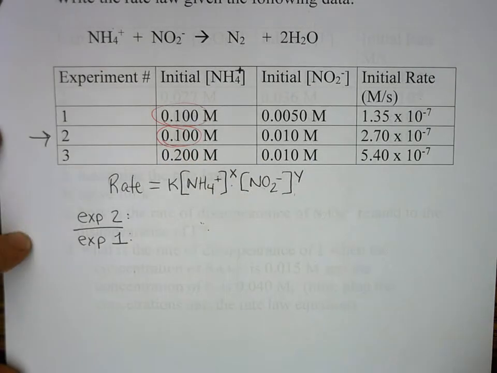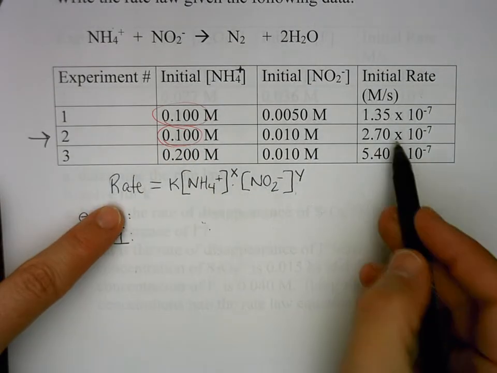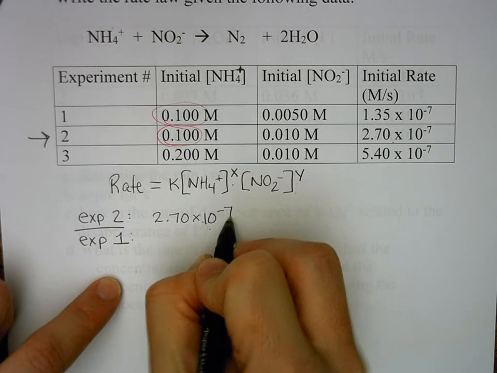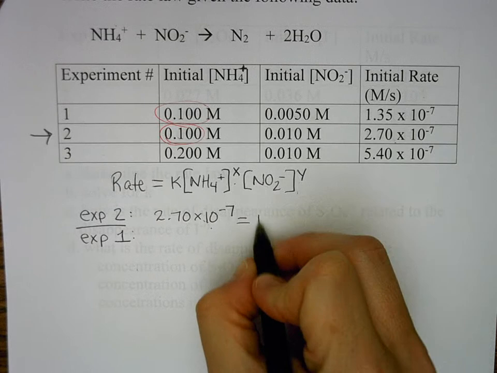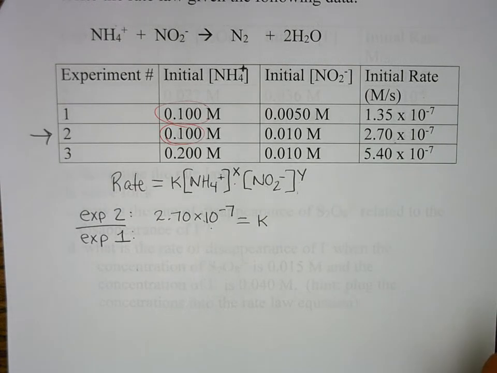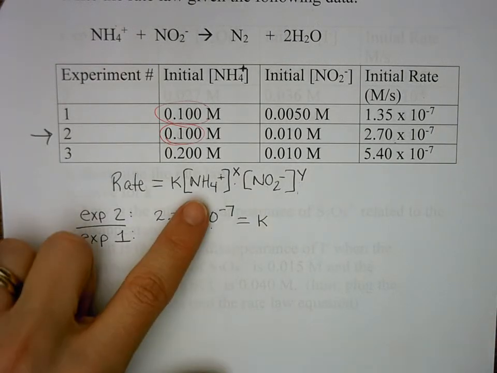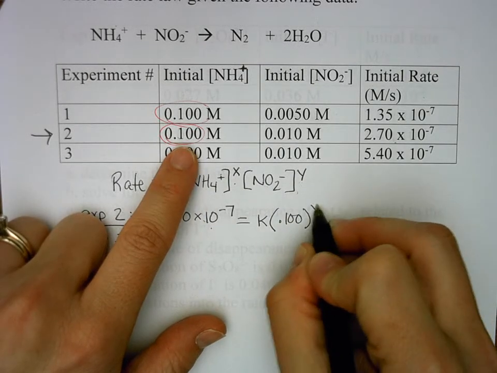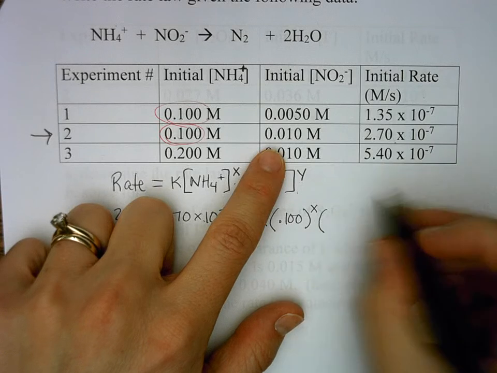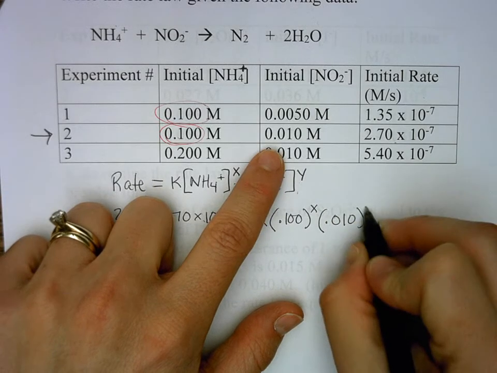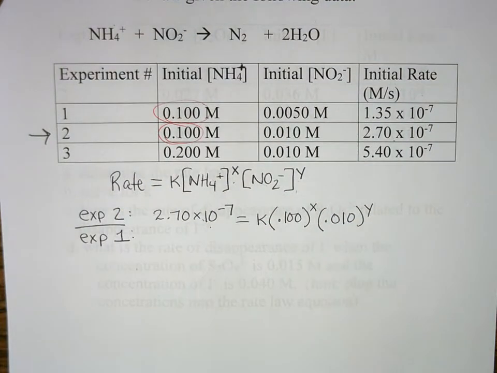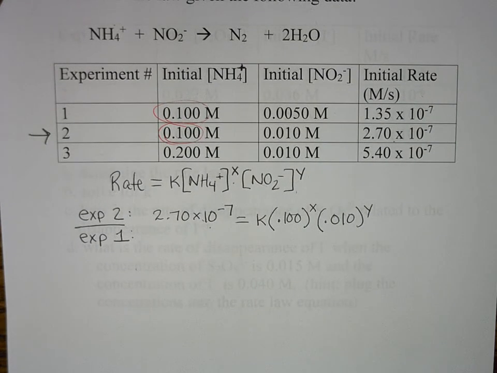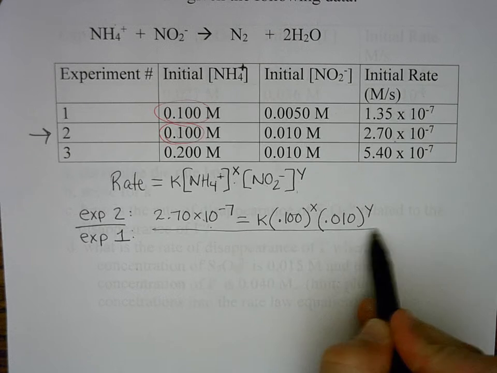Okay, the rate from experiment 2 is 2.70 times 10 to the negative 7th. That's equal to K, I don't know. The concentration of NH4 is 0.1 to the X. The concentration of NO2 minus is 0.01 to the Y. Okay, all of that just came from this chart up here. And then I put that over, and I do the exact same thing. I do that with experiment 1.